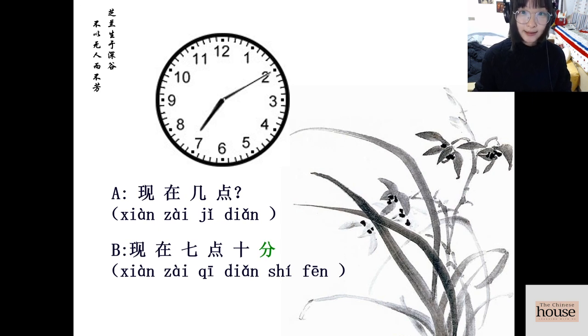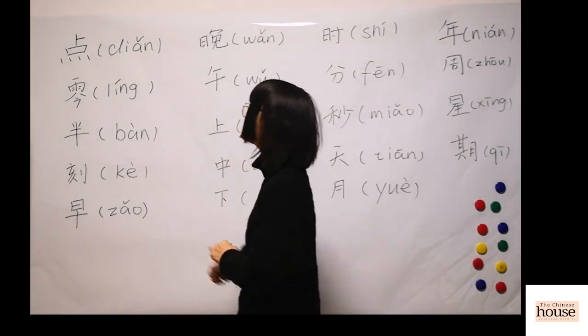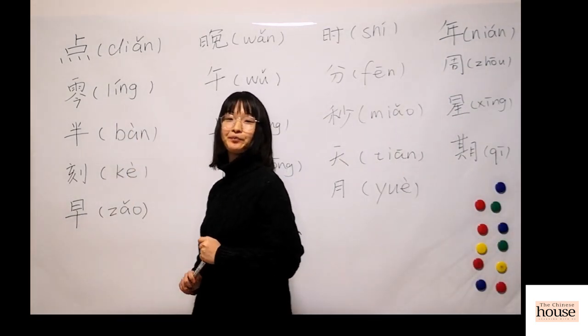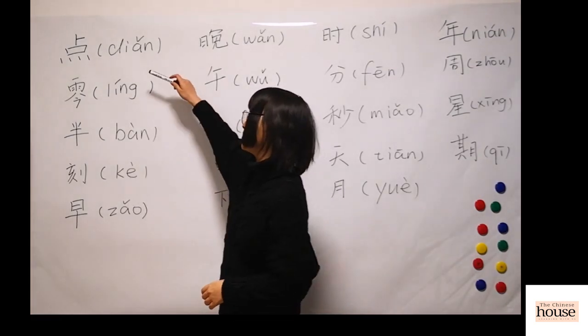现在几点? 现在7点10分. So this is the class for today. Time to review the new characters we learned today. 点. Remember, third tone. 点, first falling then rising.